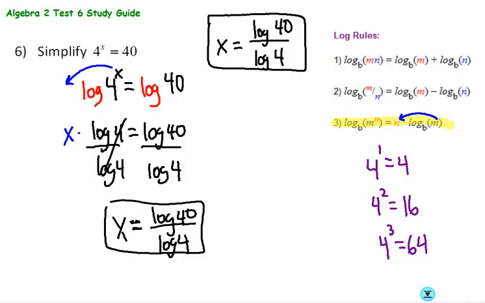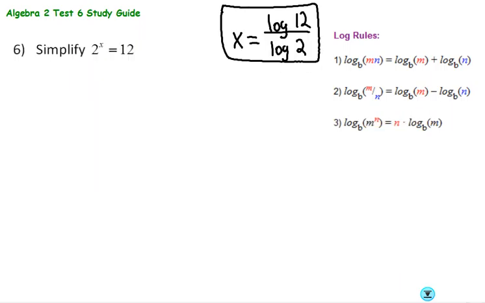Alright, so go ahead and pause now. Try number 6 on the right side. Alright, so for number 6 on the right side, you should have got x equals log of 12 divided by log of 2. Alright, so let's move along here.